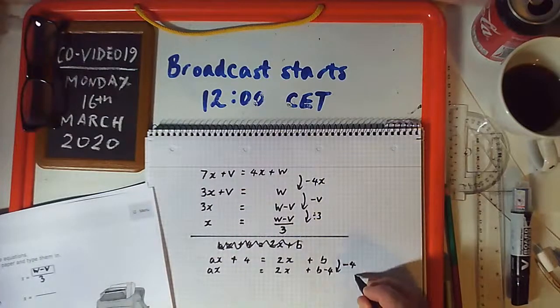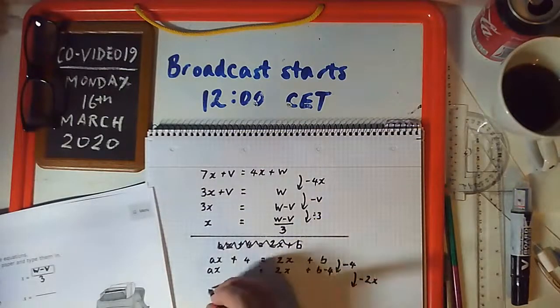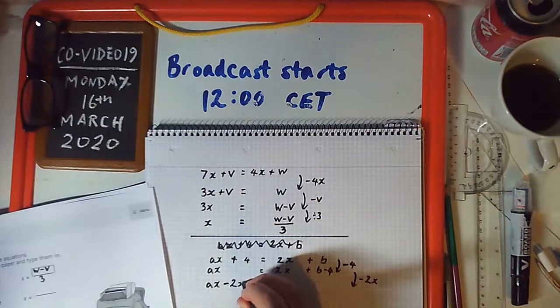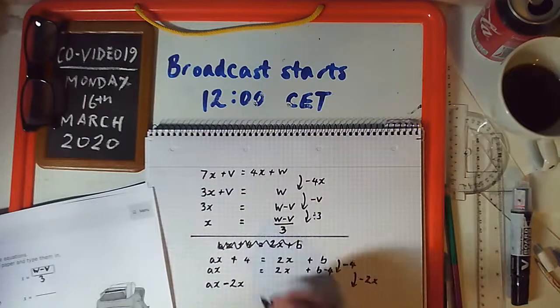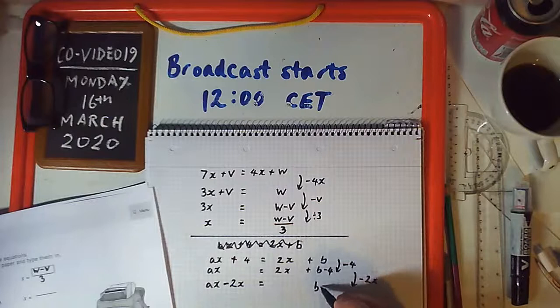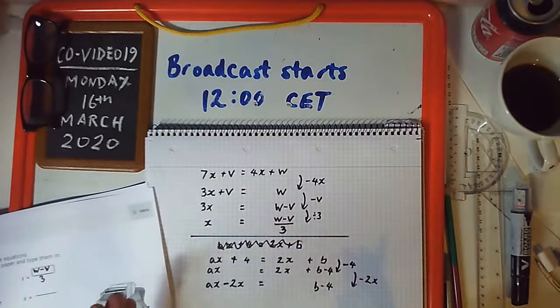And then if I take away 2x from both sides, then I've got ax that was already there, take away 2x, equals, I've taken away 2x, so that disappears, and then b minus 4. So ax minus 2x equals b minus 4. Okay, so I've got all of the x things on the left and all of the other things on the right. Now, we're going to do a thing here called factorizing.